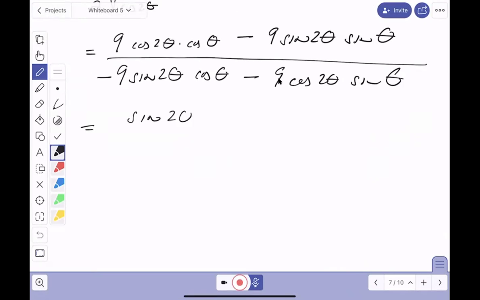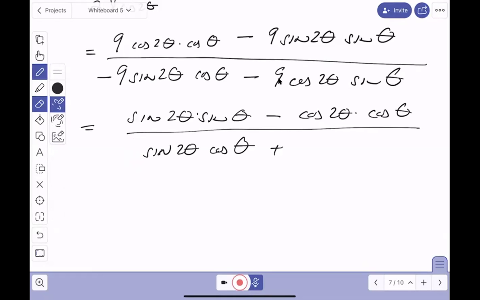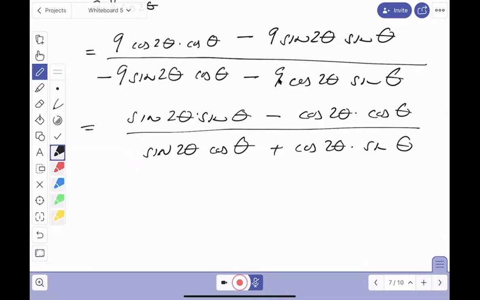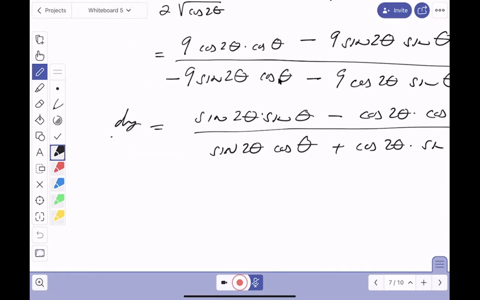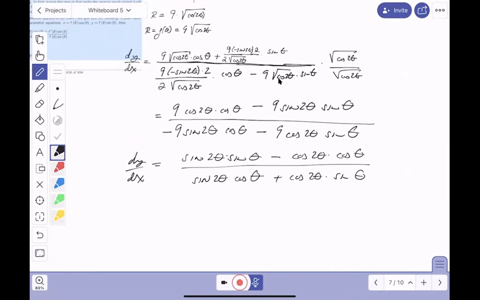Sine 2 theta sine theta minus cosine 2 theta times cosine theta. And on the bottom, you're going to get 9 sine 2 theta cosine theta, plus, I'm sorry, I divided through by minus 9. So let me just get rid of that 9. And that would be cosine 2 theta times sine of theta. All right. And this is the derivative dy/dx. I'm going to look at my key, by the way. That's on the next page. I'm not going to look at the key. I'm going to do my point now.